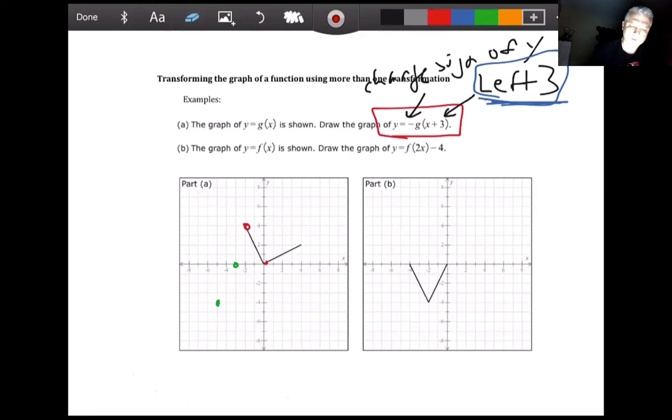Let's get the last one. This third point is 4, 2.